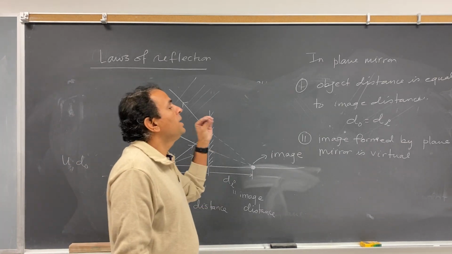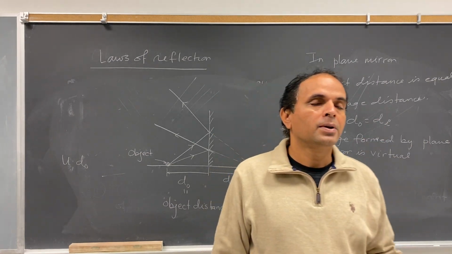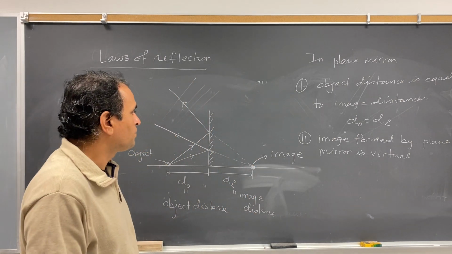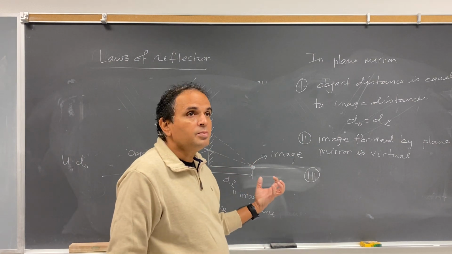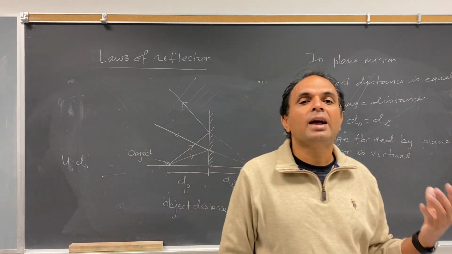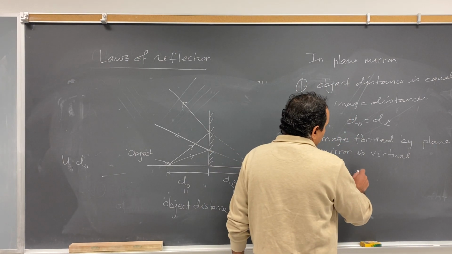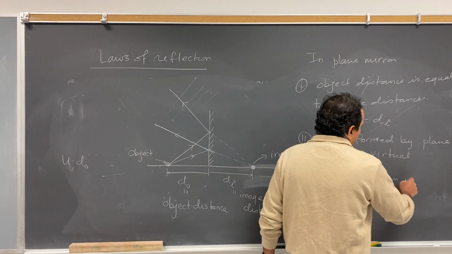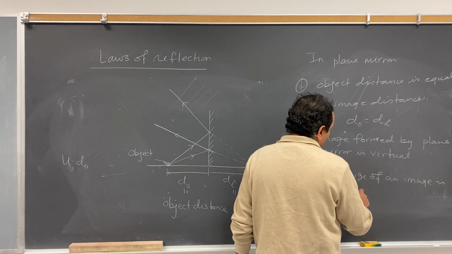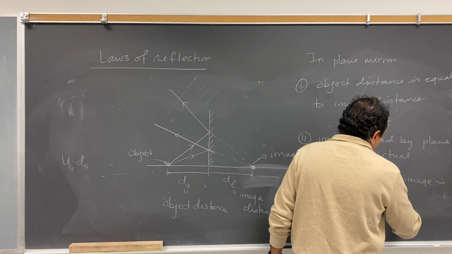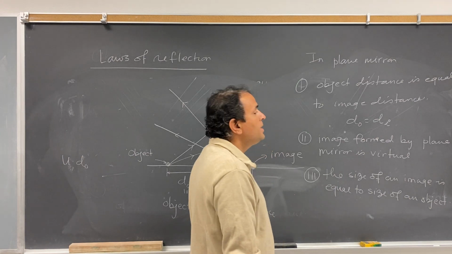plane mirror. So in plane mirror, object distance is equal to image distance, and the image formed by the plane mirror is virtual image. Okay, number 3, the size of the image and size of the object, they are equal. In plane mirror, the size of an image is equal to size of an object. That is why the magnification is 1.